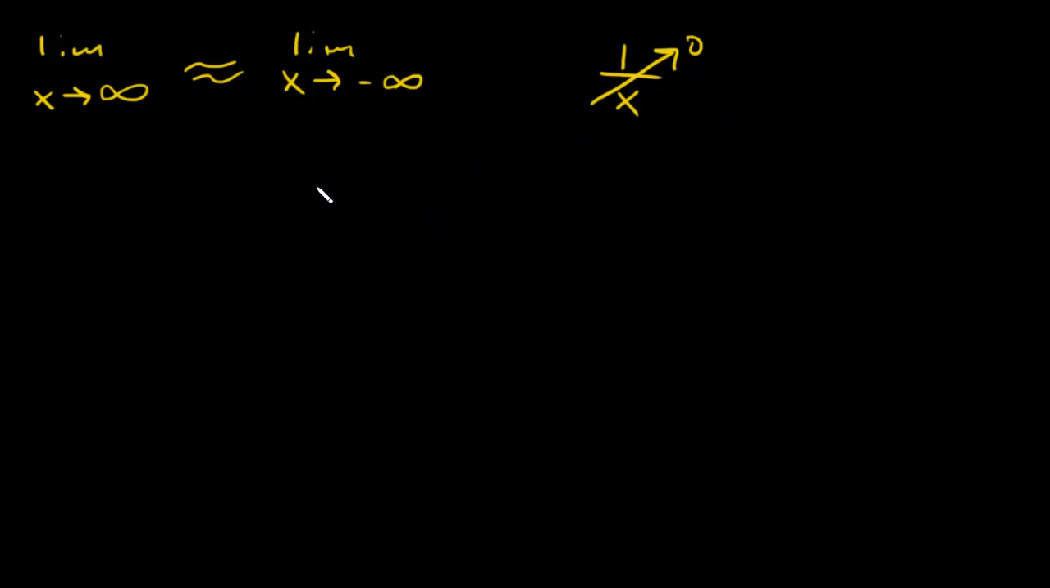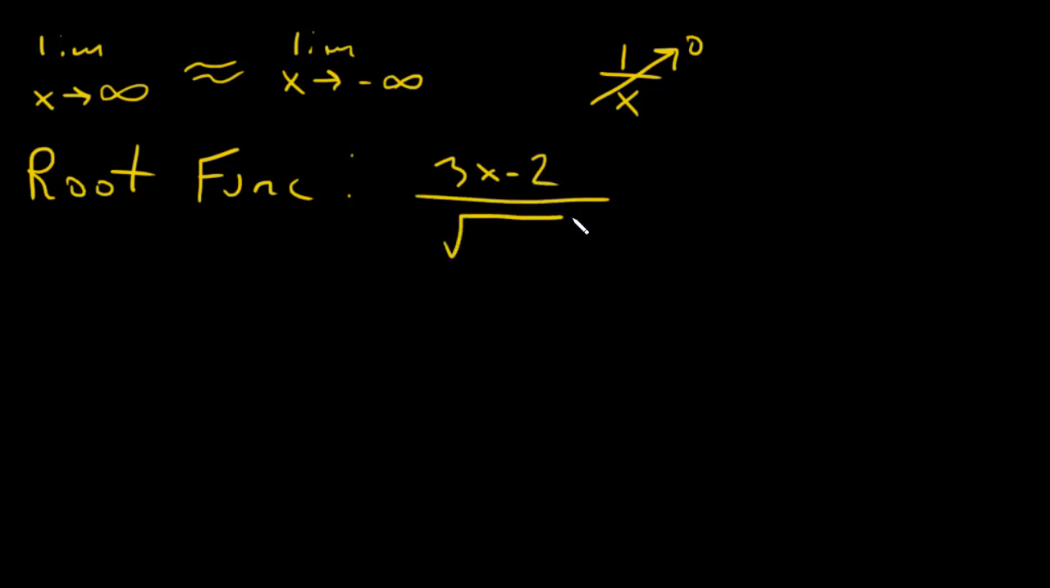But there is one spot where that is not the case, and you will always have to take both of these separately, and that's when you have root functions. So if I have something that looks like (3x - 2) over the square root of (2x^2 + 1).